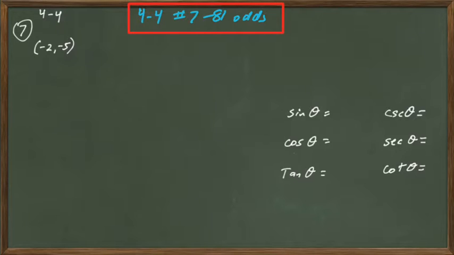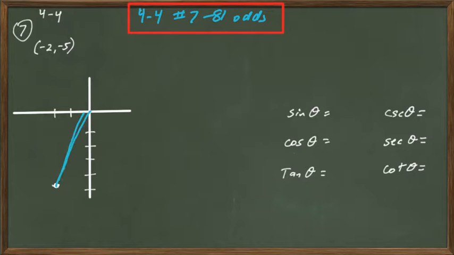Okay, in problem 7, they give us this point is on the terminal side. So that's negative 2, negative 5. So what we're talking about is the angle from, that's your terminal side. Here's your initial side. Okay, so let's find some things out. The x is negative 2. The y is negative 5. Can I find what the hypotenuse, or r, is?